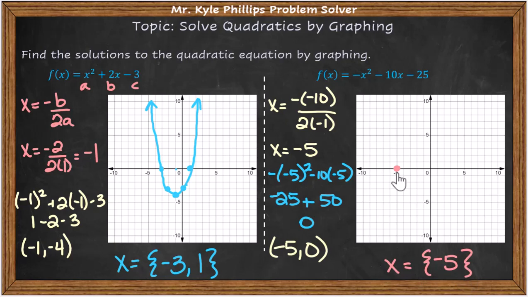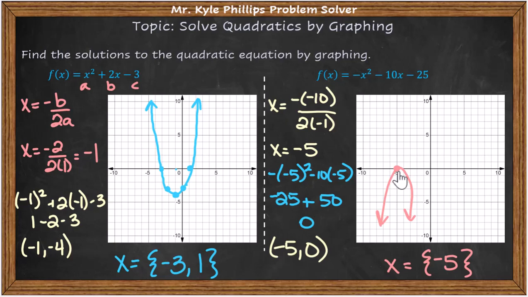Right? Because the vertex is on the x-axis, that's the solution. And because the leading coefficient is negative, we know this is going to open down. So here, this would just be a rough sketch so you can see it, but we know the solution is going to be -5. So that's how you solve by graphing.